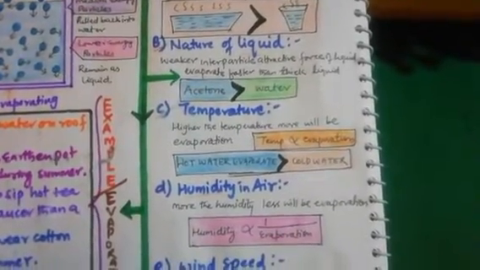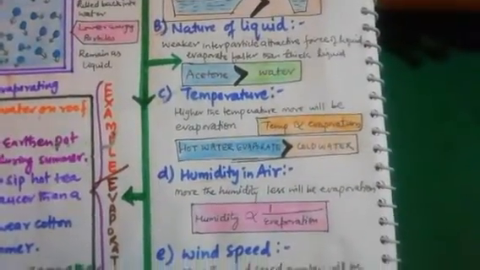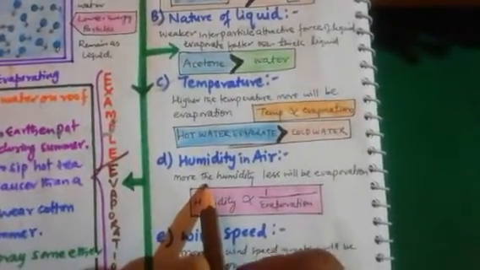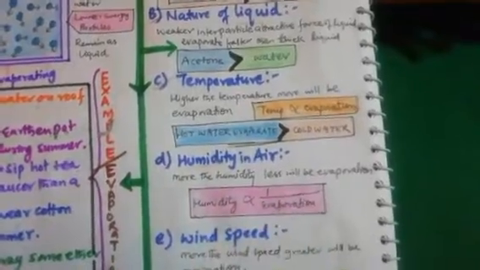So what will happen later on? If the humidity is more, it means that the rate of evaporation is less. Okay, it will increase the pressure. So an increase in pressure will decrease the evaporation.